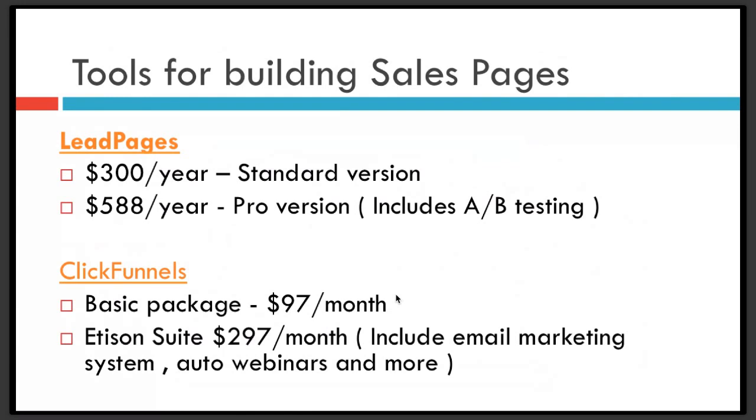Other tools that are not WordPress based are much more expensive. Lead Pages, which is mostly for landing pages and sales pages, is $300 for the standard version. And if you want the A/B testing, which is included also in Thrive Themes, it's the same price as Thrive Themes. ClickFunnels is $97 a month. It has a lot of features, but I think most of what they have, Thrive Themes has, and some of the stuff that they have, such as the built-in email marketing system, all the people that I know that have ClickFunnels don't use. And then they have this, the Etison suite, that is $297 a month.